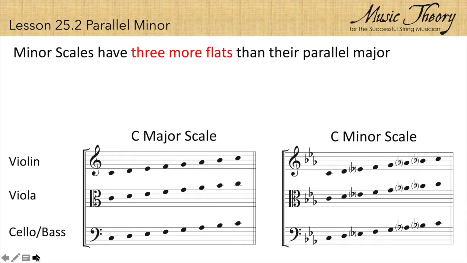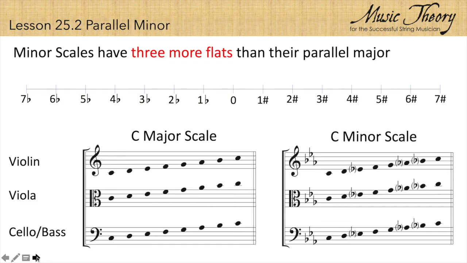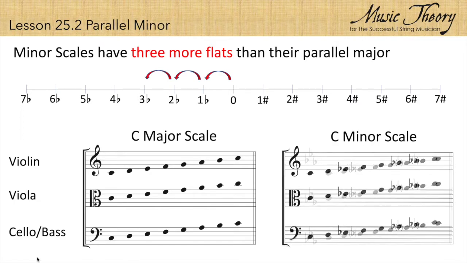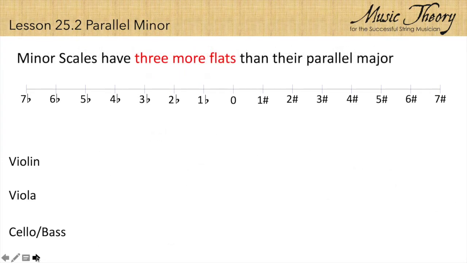This will help us figure out the key signatures for parallel minors. For example, C major has no sharps or flats, so C minor is going to have 3 more flats than 0, or 3 flats total. Incidentally, this is true whether those flats are in the key signature or written out in the scale as you see here. This same rule works for all flat scales.